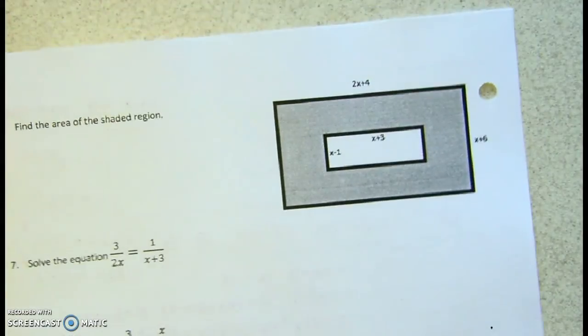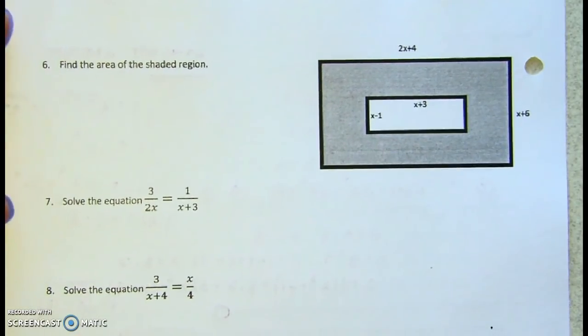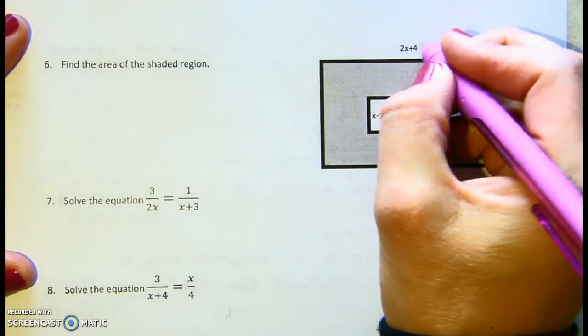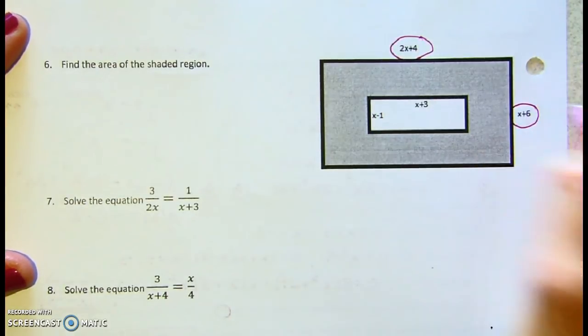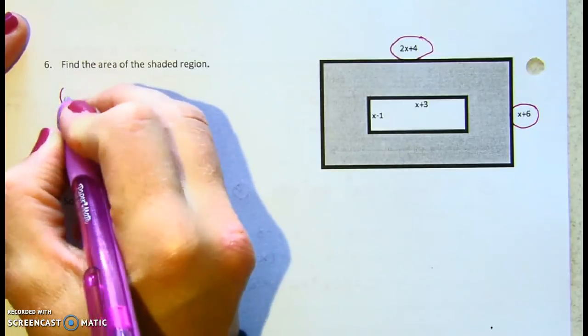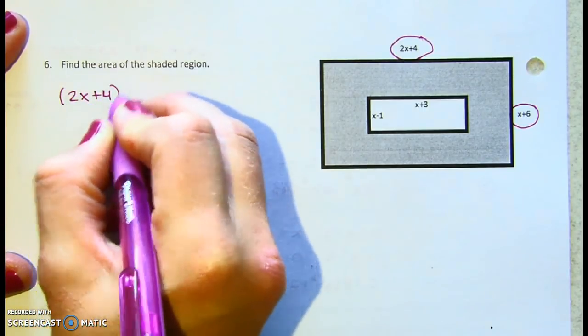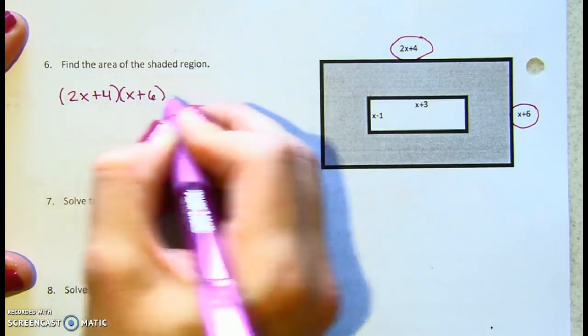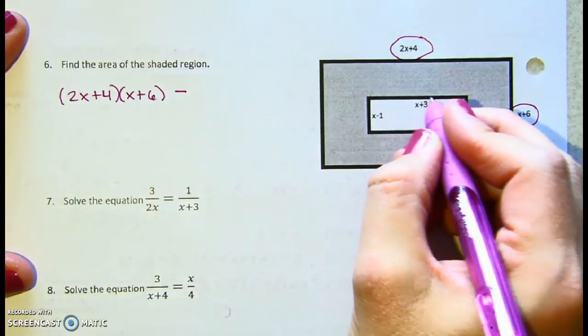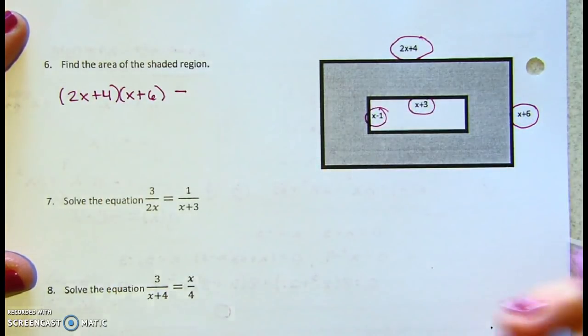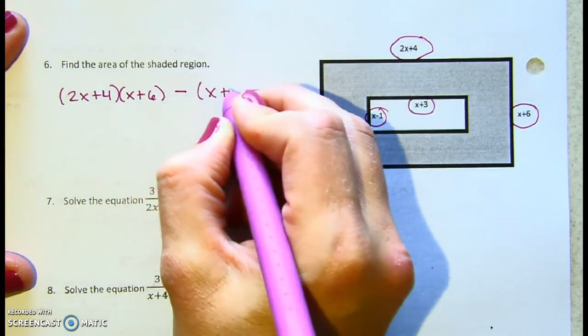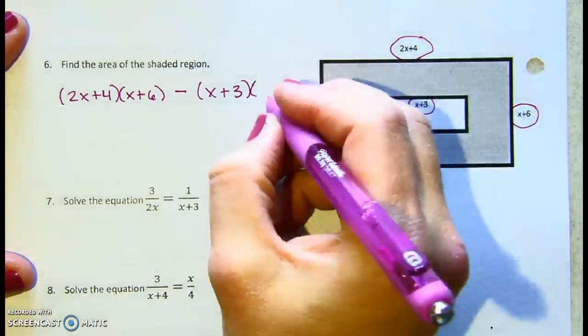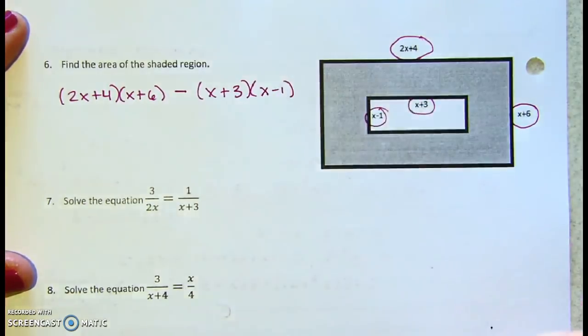That's like a preview to the next one, right? Dun, dun, dun, dun. X's. Find the area of the shaded region. So we're going to do the same idea. We're going to take this and multiply it by this. And then we're going to subtract the non-shaded region. But we have to multiply before we add or subtract because of order of operations.